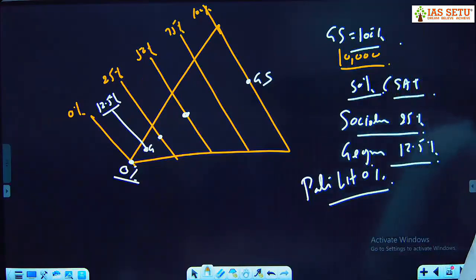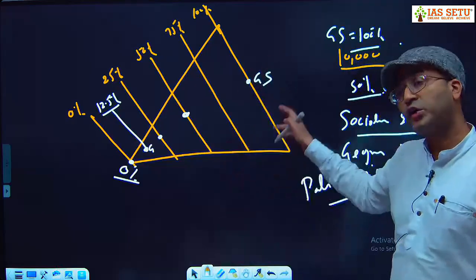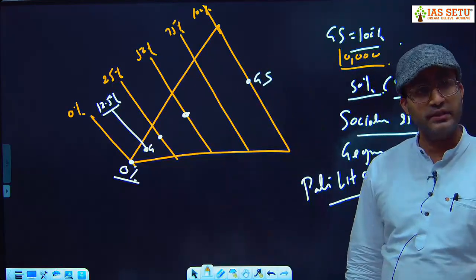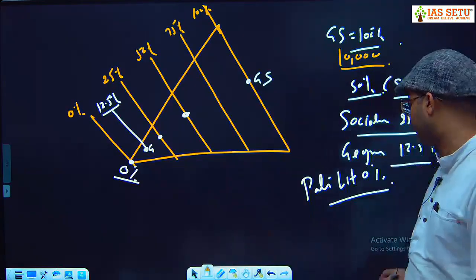Okay, so here this is the idea. But if I take all three scales, then you will get confused. And then I will tell you the rule so that we can avoid that confusion. I take.